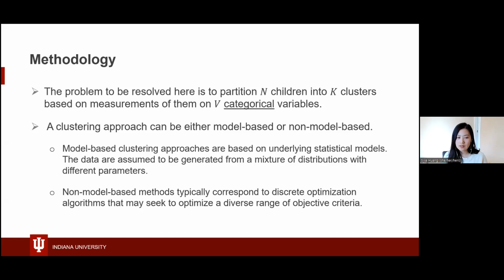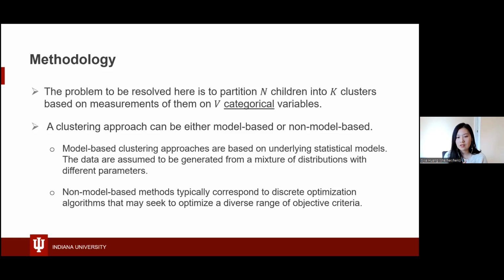So with that being said, we are assuming the observed item-level data are generated from a mixture of distributions with different parameters. You can imagine we have small models for each of the subgroups, and then the entire observed data are made up of different submodels. And this is the more conventional or classical model-based clustering approach.